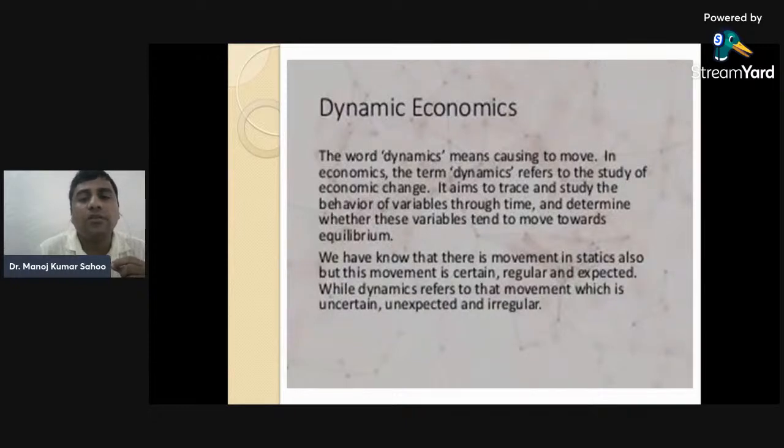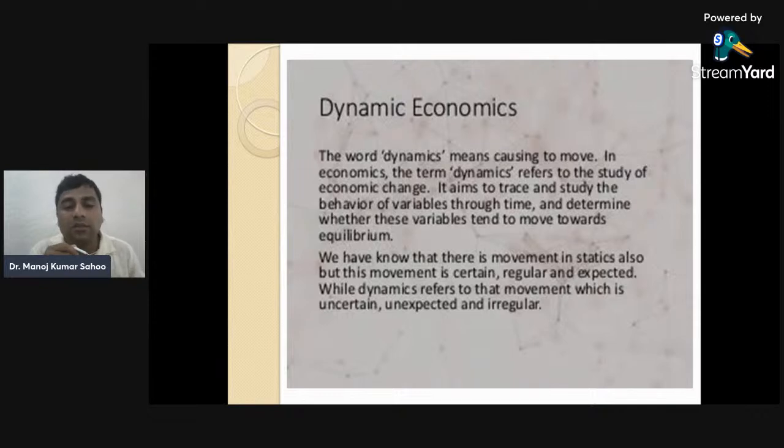If you talk about dynamic economics, the word dynamics means causing to move. Dynamics is always changeable. That is movement. So in economics, the term dynamics refers to the study of economic changes. It aims to trace and study the behavior of variables through time and determine whether these variables tend to move towards equilibrium. So dynamic economics talks about changeable concepts, variables which are changing from time to time, and always moving towards the equilibrium concept.